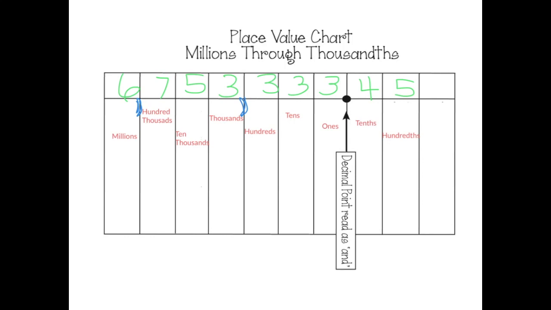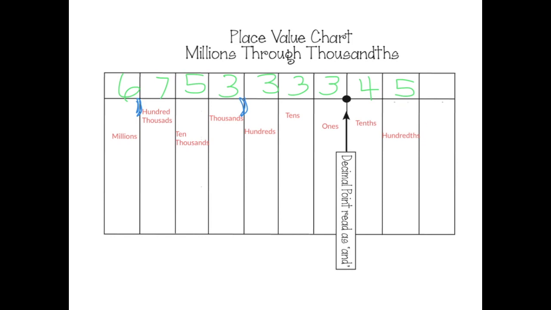Now that we've got all of our places identified, let's name this number. I would call this 6,753,333. Now when I see the decimal point, I'm going to read it as "and." So say "and," then I'm going to name this 45 and tell where it ends. It ends in the hundredths place, so I would say "and 45 hundredths."